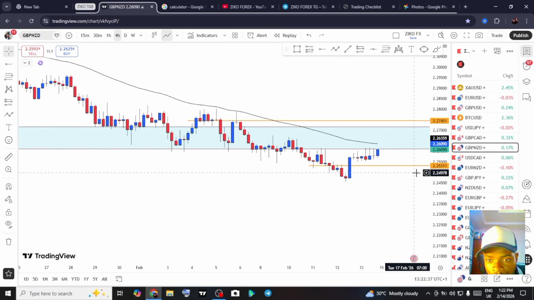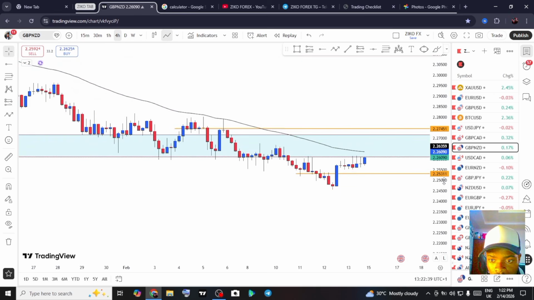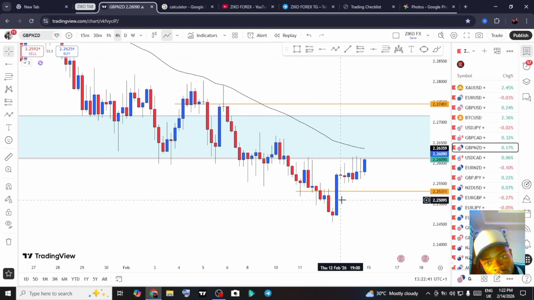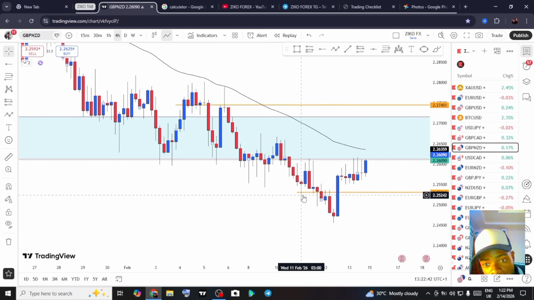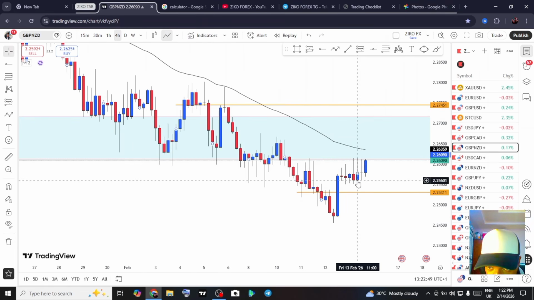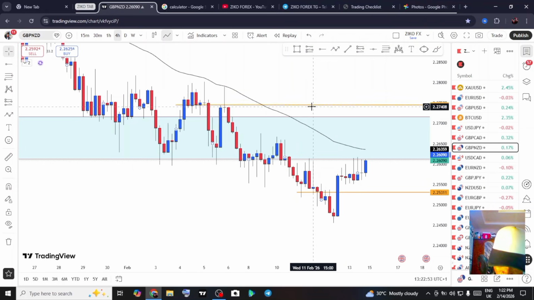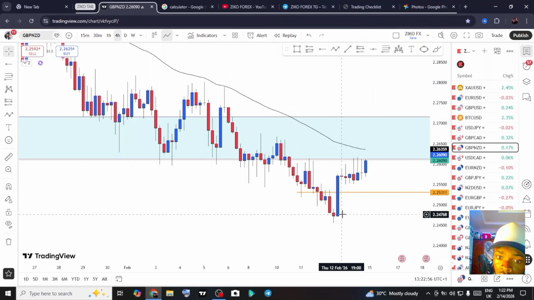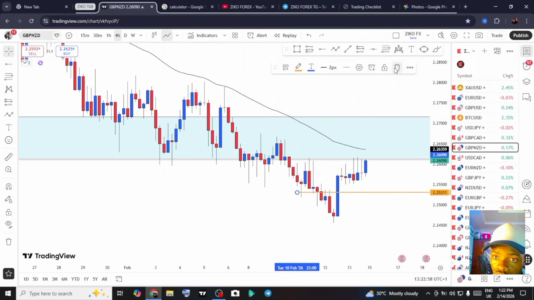4 hour time frame. 4 hour time frame is choppy to me, but this market is actually bullish because here is now the higher high and this is the higher low. So we don't have two time frames in sync. So let me show you exactly what I'm seeing.